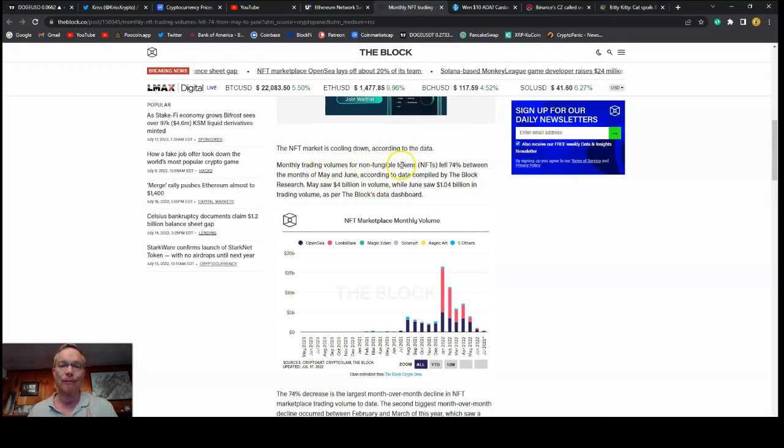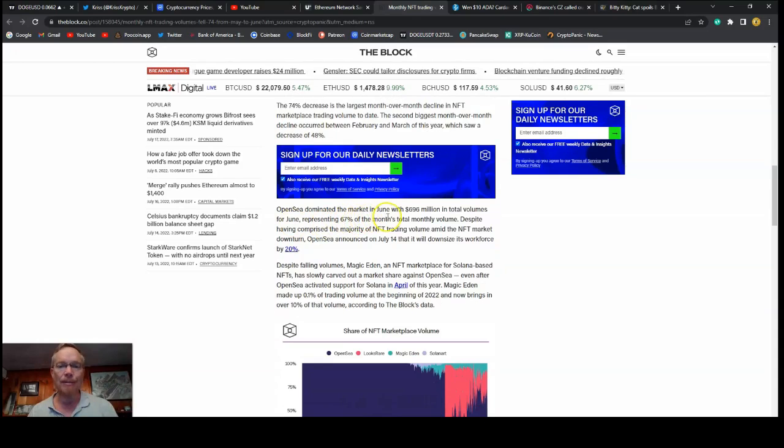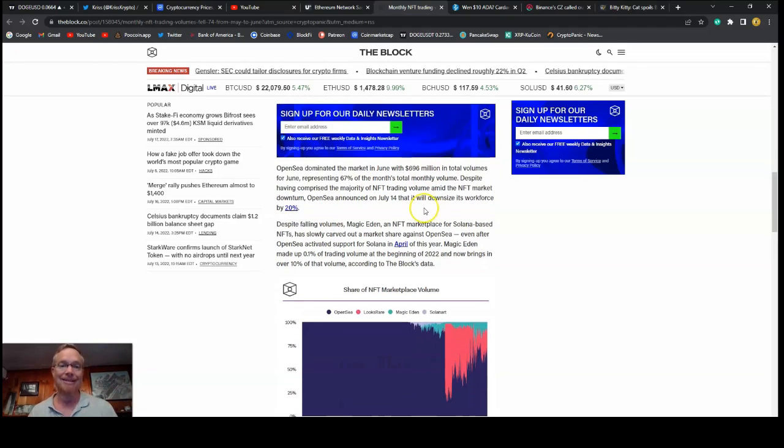Monthly trading volumes for non-fungible tokens fell 74% between the months of May and June, according to data compiled by The Block Research. May saw $4 billion in volume, while June was just over $1 billion volume. The 74% decrease is the largest month-over-month decline in NFT marketplace trading volume to date. OpenSea dominated the market in June with $696 million, so they had about 70% of the entire market of NFTs.